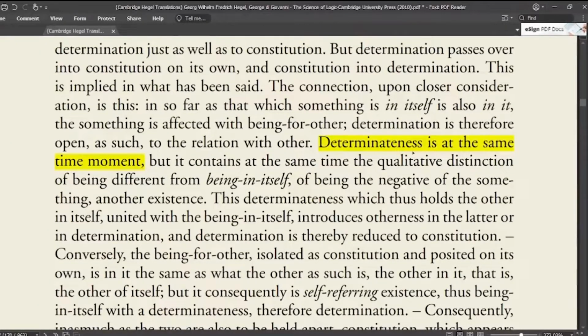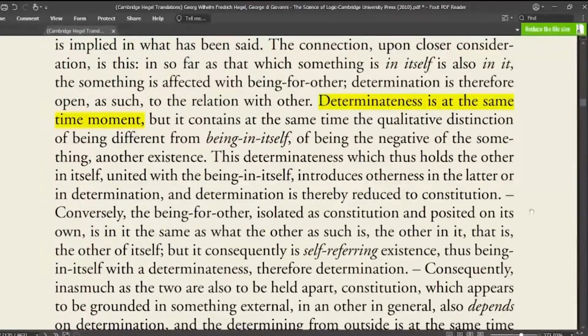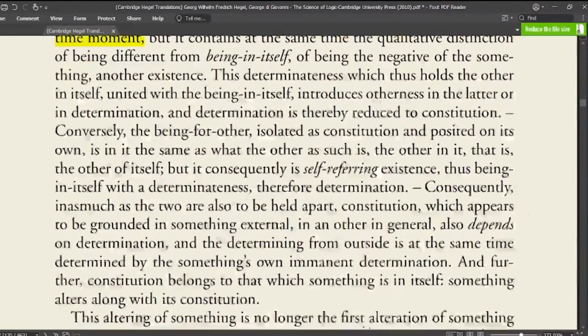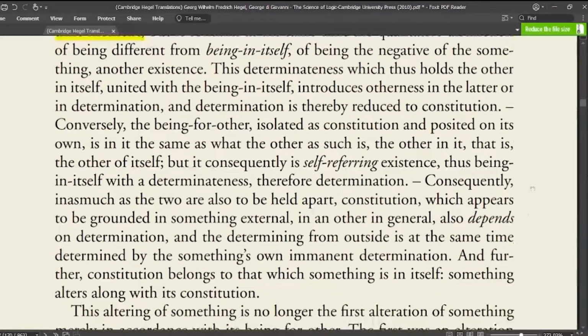So determinateness is at the same time moment, but it contains at the same time the qualitative distinction of being different from being in itself, of being the negative, the something, another existence. This determinateness, which thus holds the other in itself, united with the being in itself, introduces otherness in the latter, or in determination, and determination is thereby reduced to constitution.